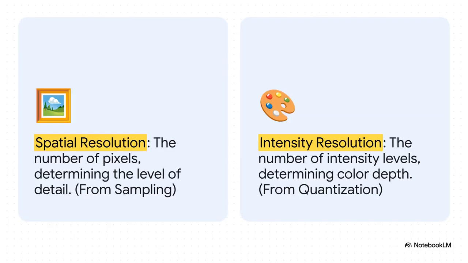And those two steps, they directly create the two most important qualities of any digital image. Sampling gives us what's called spatial resolution. It's simple. More pixels means more detail. Just think about the difference between a 4K TV and an old webcam. And quantization gives us intensity resolution, or what we usually call color depth. The more levels you have to choose from, the smoother and richer your colors will be. We're talking the difference between an old 8-bit image and the millions of colors you see today.